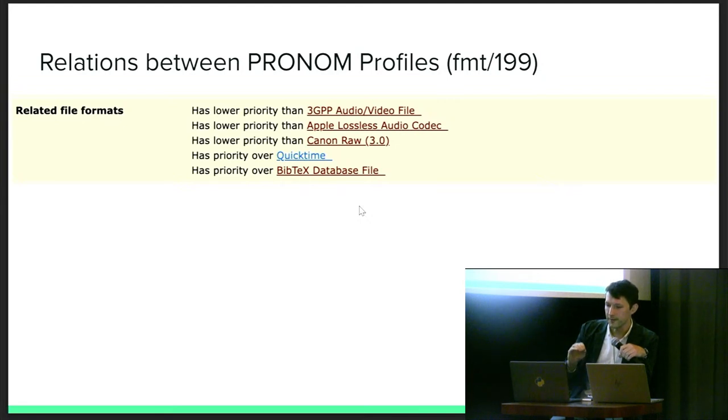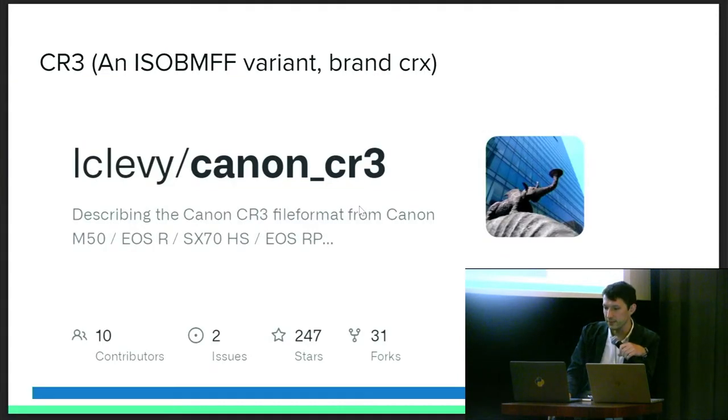So for example, if a file has an internal match of both FMT596 and FMT199, the FMT596 match takes priority according to this list. The same for FMT199 and FMT357 and FMT1595, which are for 3GP and CR3 formats. And CR3 is a great example of this because it shows just how widely ISOBMFF has been adapted.